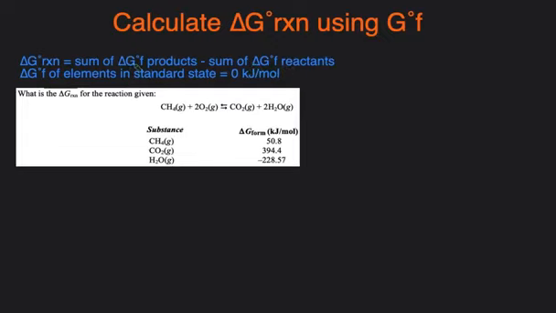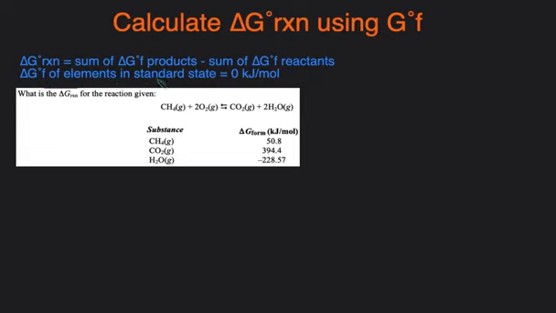The delta G formation values typically will have to be given to you, and they can be found in either the back of your book or online. You just have to search up delta G formation values. Another key concept to remember is that the delta G formation value of any element in the standard state will be 0 kilojoules per mole, just like it is with the delta H formation of any element in the standard state.